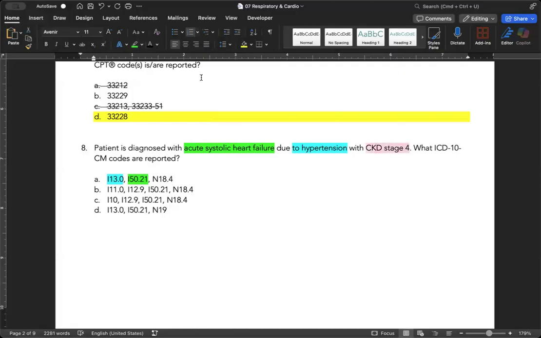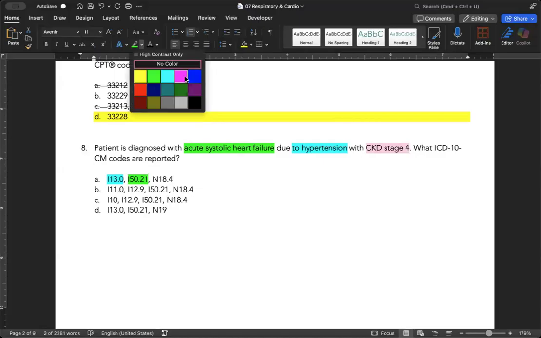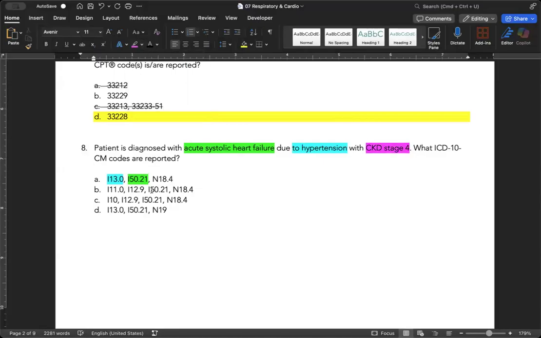And then we need to code our stage of chronic kidney disease. So we'll go to disease as our main term. And then we'll go to kidney, chronic, stage 4, and that gives us N18.4.